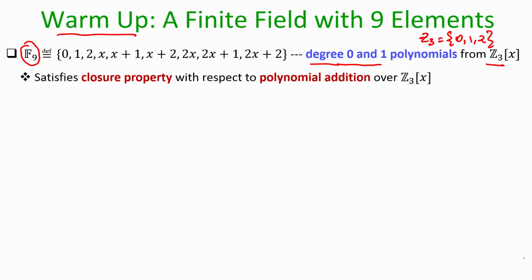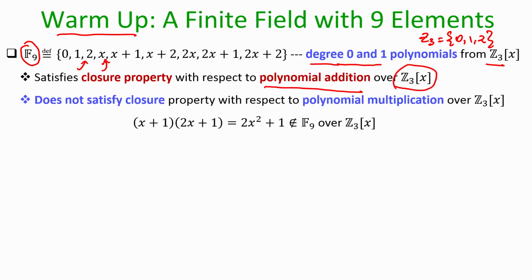Okay. So, you can see that if I consider the operation of polynomial addition over the set Z3[x], then it satisfies the closure property, namely you take any two polynomials from this collection and add them, you will get again a polynomial in the same set F9. But it turns out that with respect to the operation of polynomial multiplication, the closure property is not satisfied.